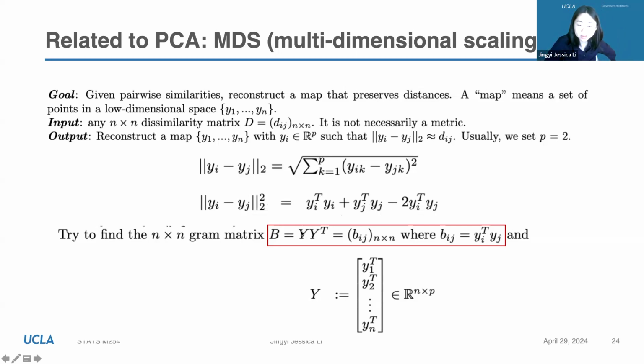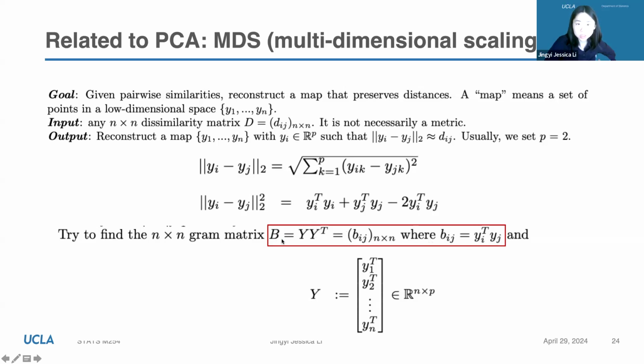B is defined as YY transpose. What is the dimension of Y? We stack the yi's by row, so it's an N by P matrix: N observations, P dimensions, and here P is 2, so it's N by 2. Then YY transpose is an N by N matrix. The reason we want this is that B's ij entry, Bij, is basically yi transpose yj. That's what we need in this decomposition.